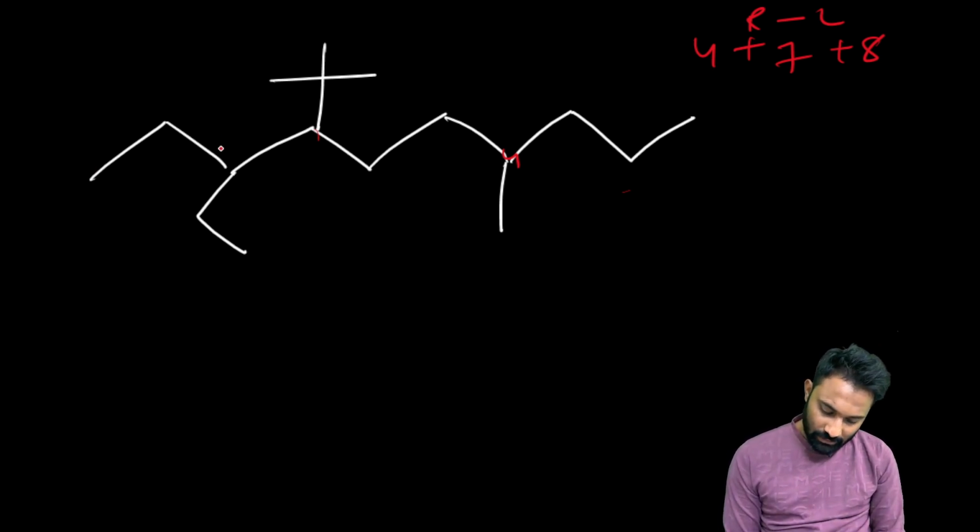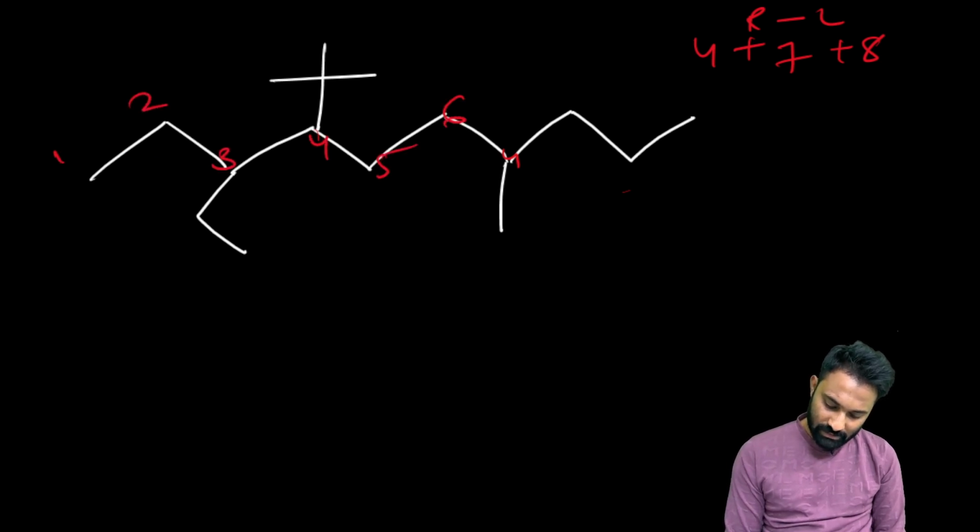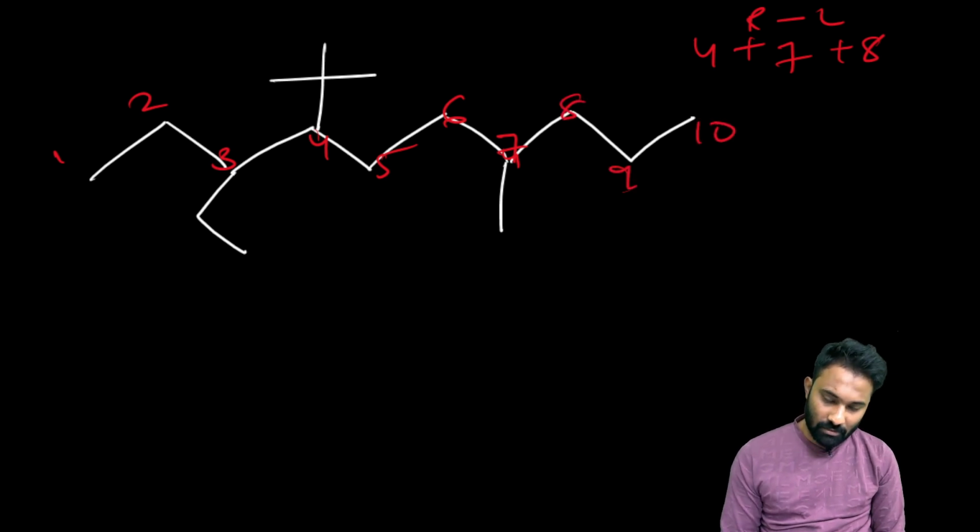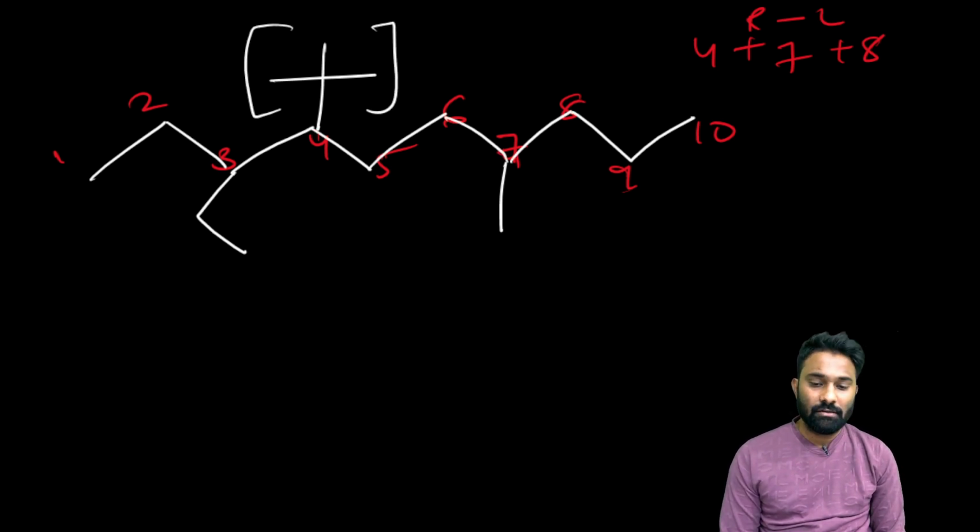Here you will get 1, 2, 3, 4, 5, 6, 7. 3, 4, 7 is the lowest sum rule. So this will be the correct numbering for this compound. Then here substituents are there as well as a complex substituent is also there.